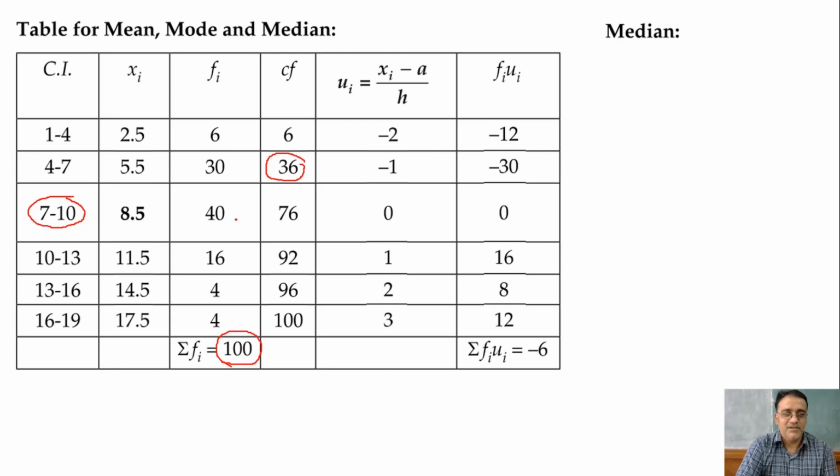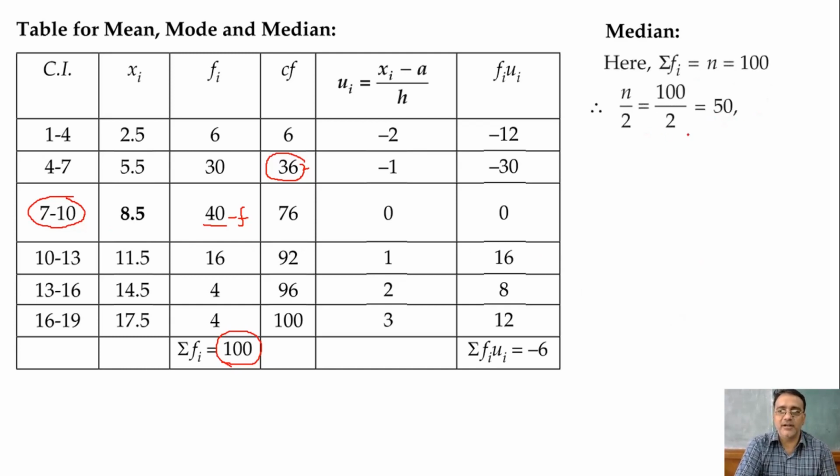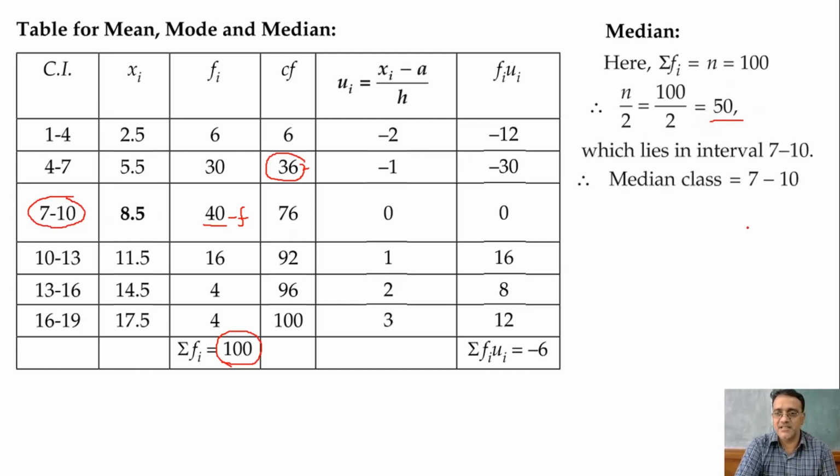Okay. So frequency hoga ye wala 40, f, and this is cf, and what is h? 3. What is l? 7. Okay, so here n is equals to 100, so n by 2 is 50, which belongs to 7 to 10. So median class is 7 to 10. So l is 7, n is 100, f is 40, cf is 36, and h is 3.